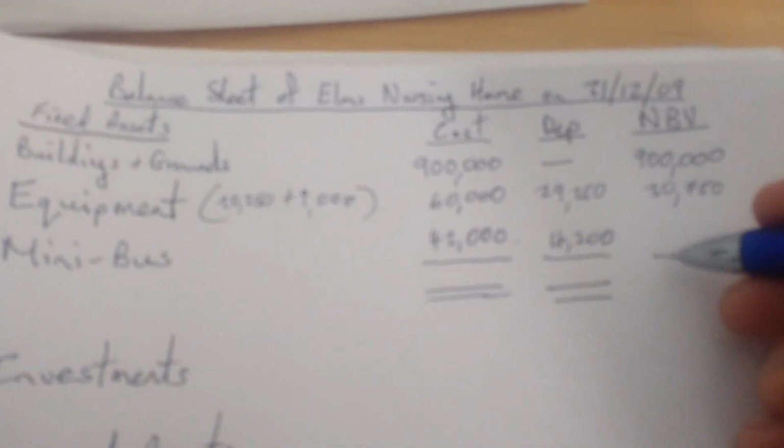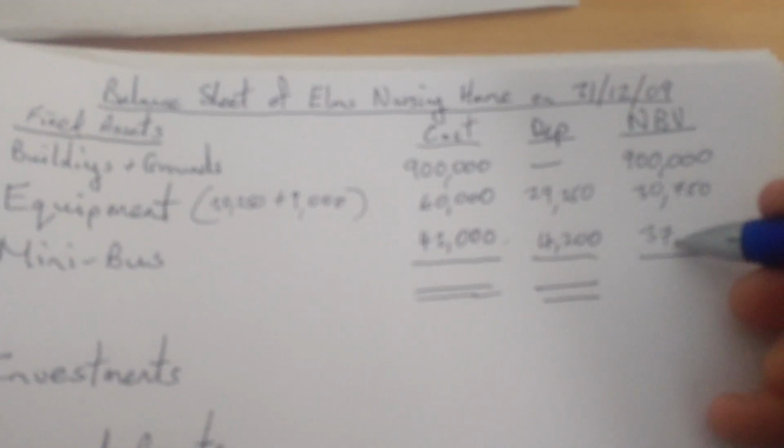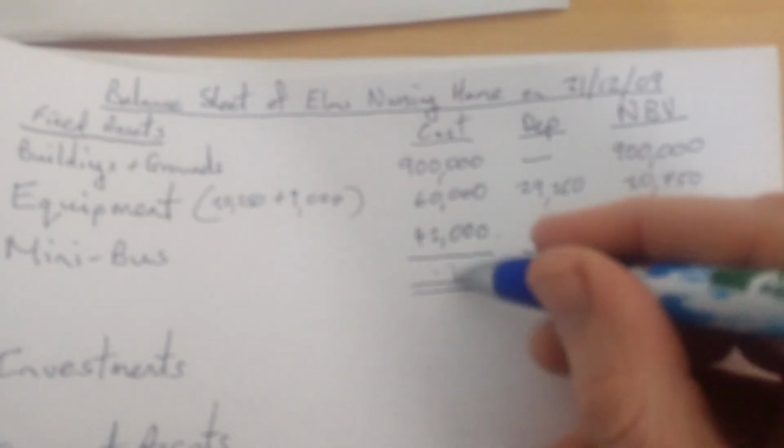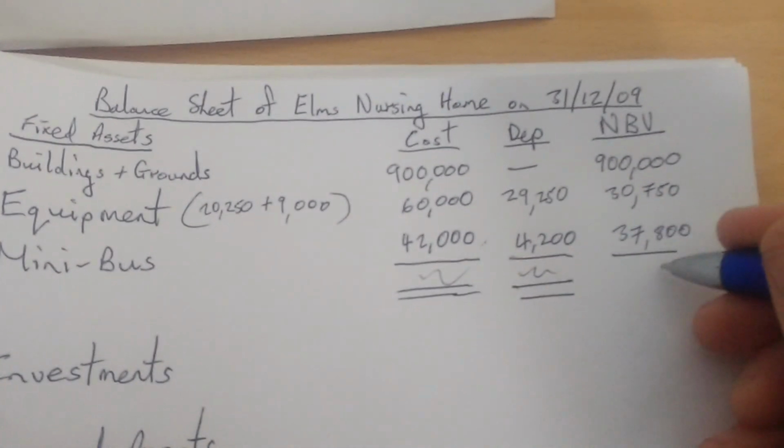So that, subtract that, gives me 37,800, and then the totals here, well, I'll let you total that in your own time. Let me just total this one though.